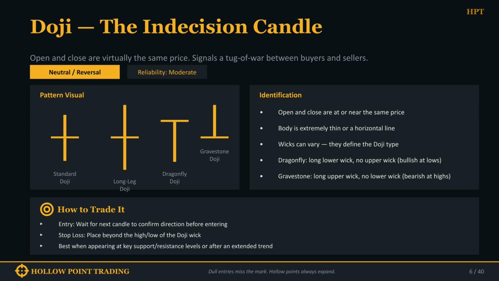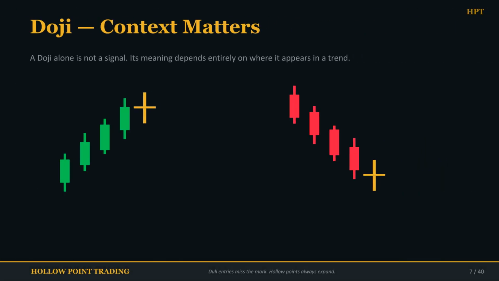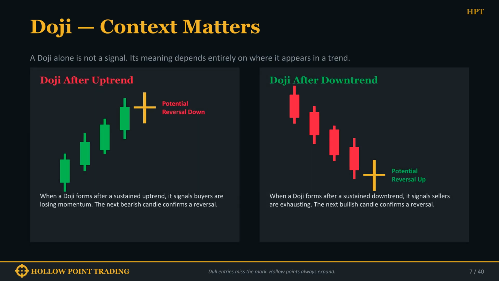The Doji is an indecision candle, where the open and close are virtually the same. It is a neutral or reversal signal with moderate reliability. There are different types like standard, long leg, Dragonfly, and Gravestone Doji. The Doji's meaning depends on its context. After an uptrend, it suggests a potential reversal down, as buyers lose momentum. After a downtrend, it signals a potential reversal up, indicating sellers are exhausting.